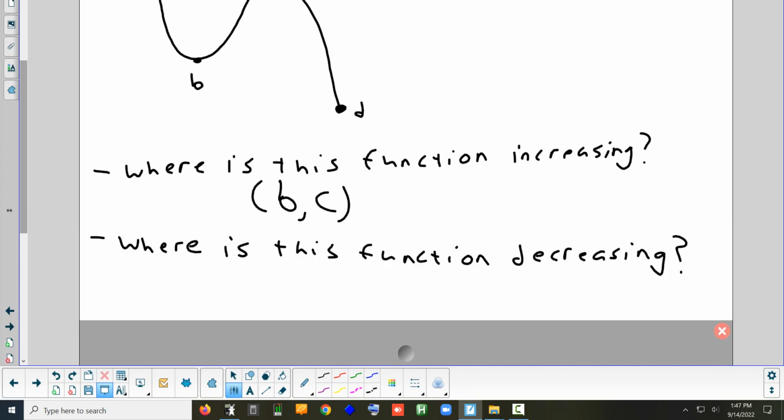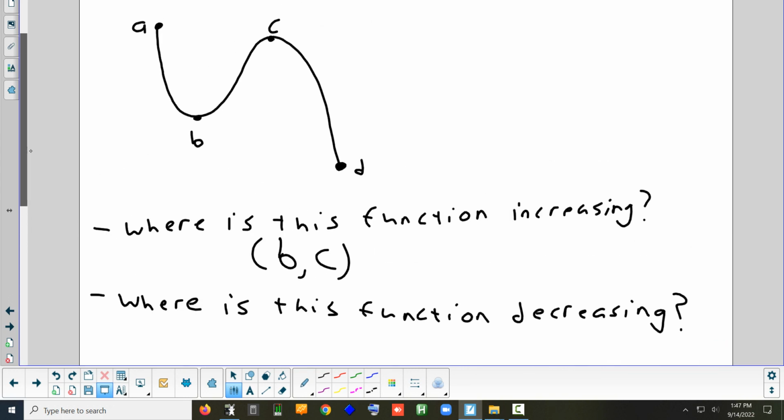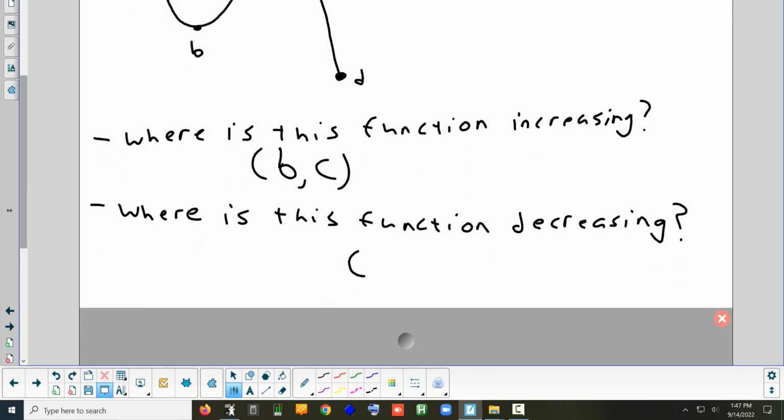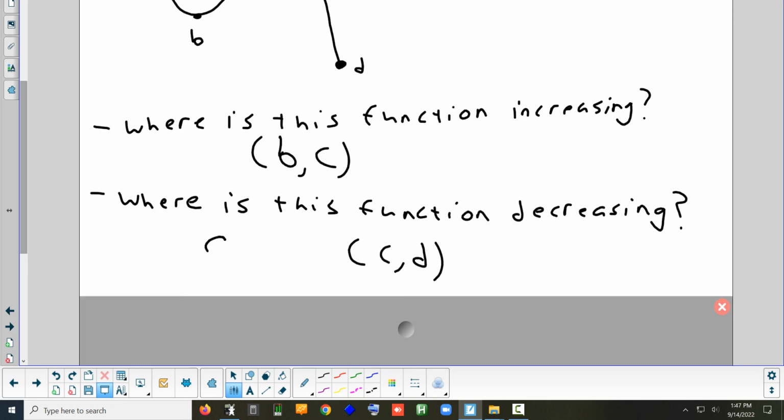Where is it decreasing? Yeah. Yep, I agree. C to D. Anywhere else? A to B. And A to B.